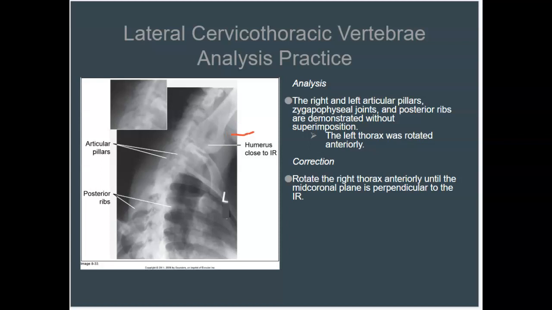But the humeral head here is anterior to the C-spine there. So you should immediately think that if it's anterior to the spine, that means the left side that is down is rotated anterior. So in order to correct this, we need to rotate the right thorax anteriorly until the mid-coronal plane is again perpendicular with the IR.